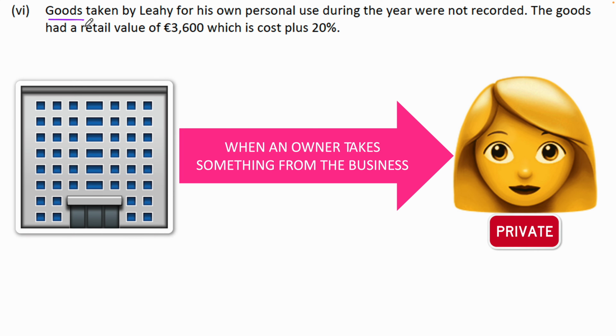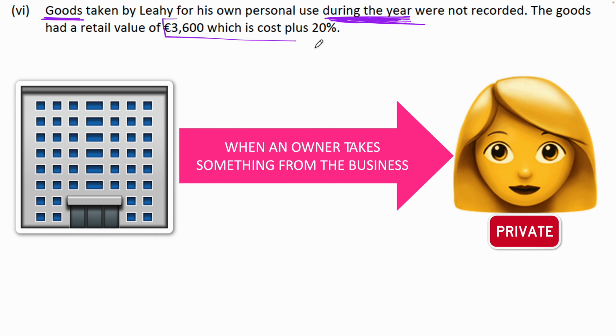When it is goods, it is very important to look at the words during the year. So there is nothing here about the 31st of the 12th. A lot of people want to take this out of closing stock, right? But it is not closing stock because it does not indicate at all that it was the end of the year, okay? So goods during the year, that is our purchases figure.